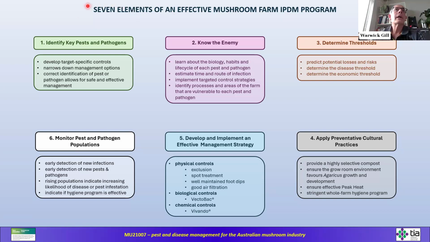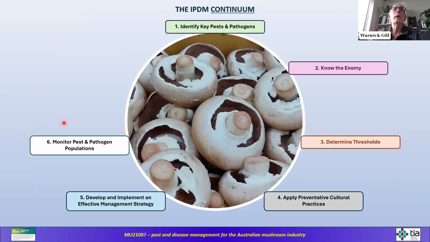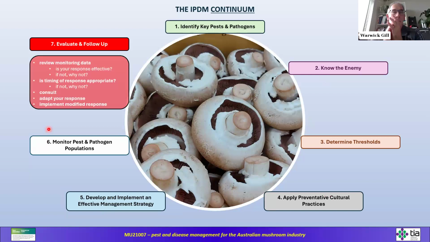Now, we started out by saying there are 7 elements. We've only got to number 6. The IPDM, to be effective, must be a continual process. So we're looking at an IPDM continuum. So we'll have our 6 features, our 6 strategies. But the most important one is number 7, evaluate and follow up.